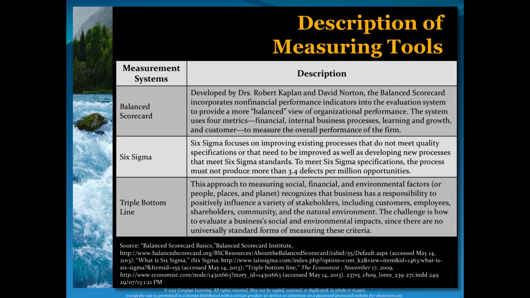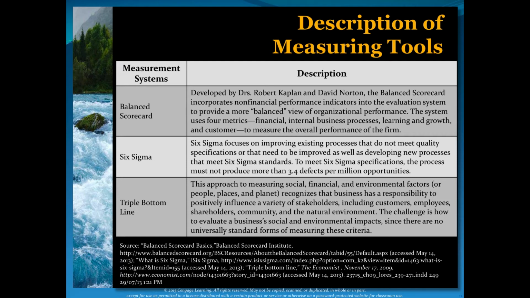Beginning with the balanced scorecard, this tool was developed by Drs. Kaplan and Norton, and the balanced scorecard basically incorporates non-financial performance indicators into the evaluation system to provide a more balanced view of organizational performance, thus the name of this tool. The system uses four metrics: financial, internal business processes, learning and growth, and customer. And all of these are pulled together to measure the overall performance of the firm.